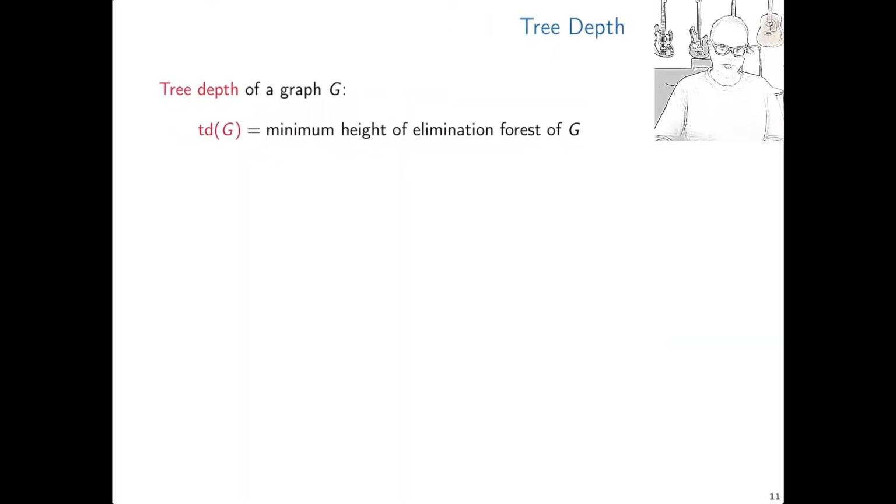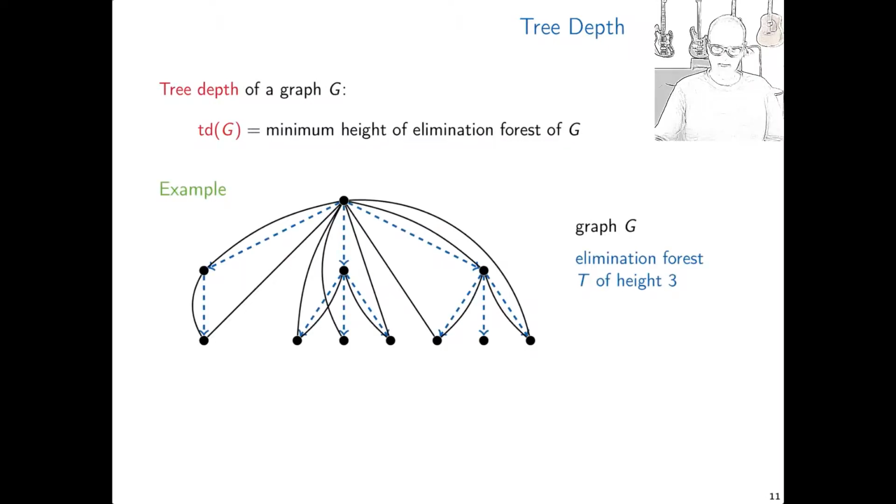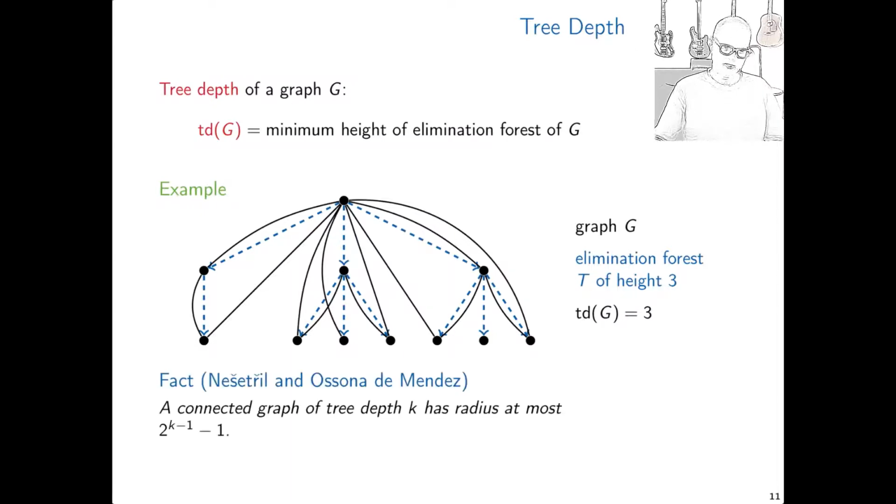And the tree depth of a graph is just the minimum height of an elimination forest for the graph. So for example, that's my previous example, and the elimination tree is actually one of minimum height. It has height 3 in the way we count height. So the tree depth of this graph is 3. And one fact that is good to know in this context is that a connected graph of tree depth k has radius at most 2^(k-1) - 1.